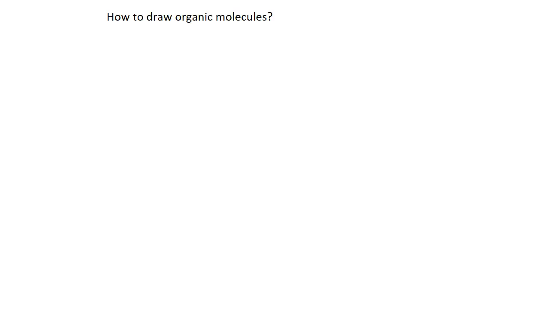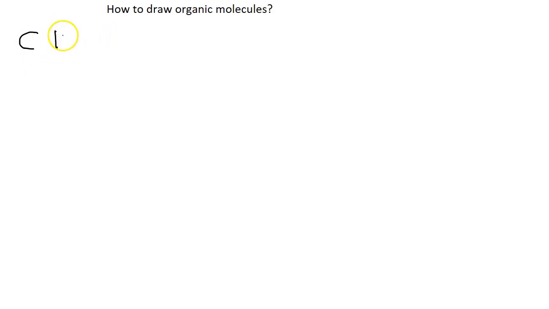This video is about how to draw an organic molecule. So organic molecules are pretty simple. They pretty much consist of just carbon, hydrogen, oxygen, and nitrogen. So what you need to remember is something called the HONC rule.